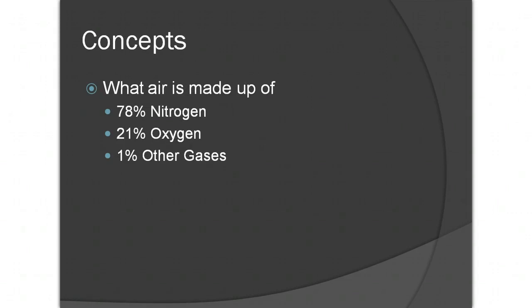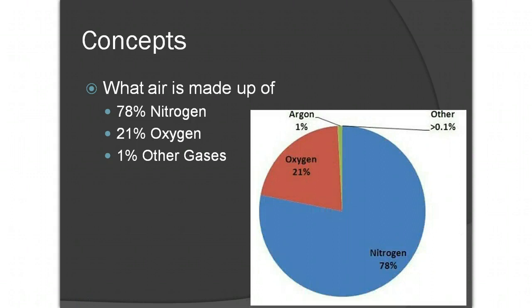The first concept that was listed is what air is made up of. Remember, it's 78% nitrogen, 21% oxygen, and 1% other gases. We actually saw this exact same graph as we were going through the experiments in the lab, and also in the last quiz review. You can see on here it shows that the argon is 1%. The other gases make up just less than 1/10 of a percent, nitrogen 78%, and 21% oxygen.